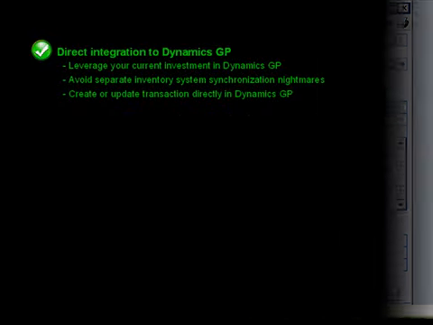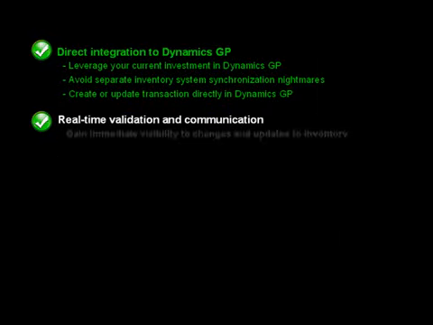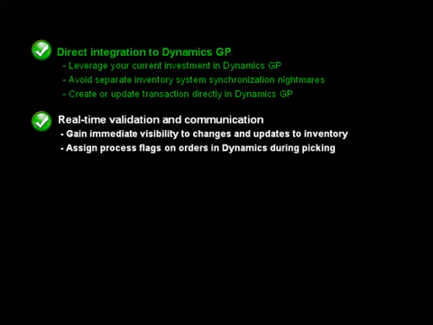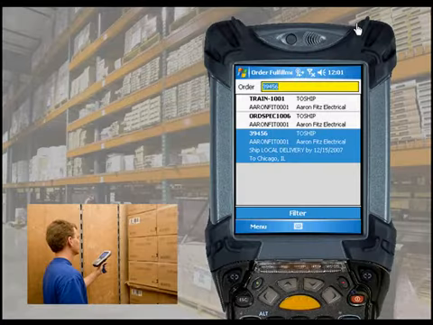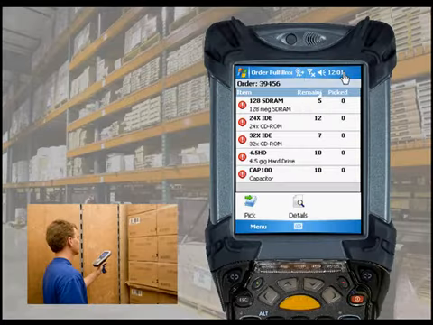Communication over a wireless network provides real-time validation. You'll gain immediate visibility to changes and updates to your inventory and achieve accuracy in data collection. Let's take a look at how this communication works in our order fulfillment transaction.